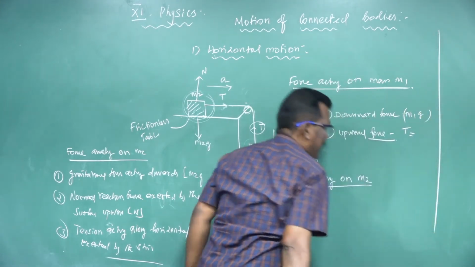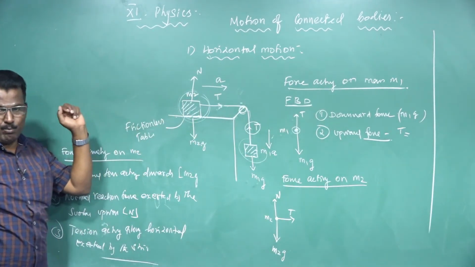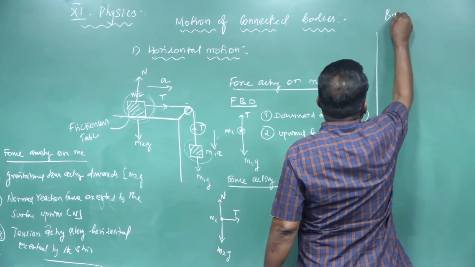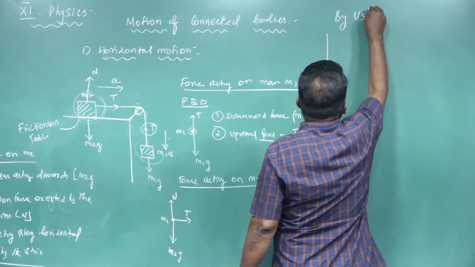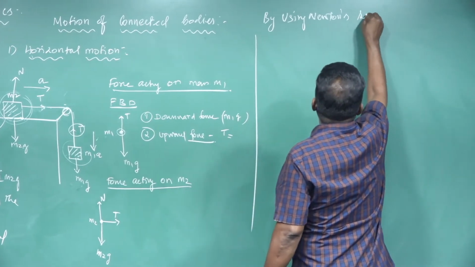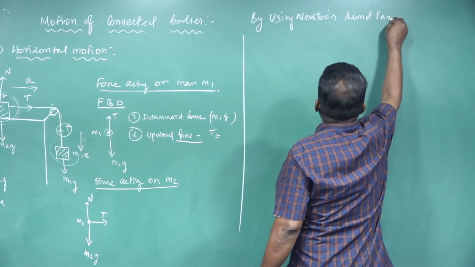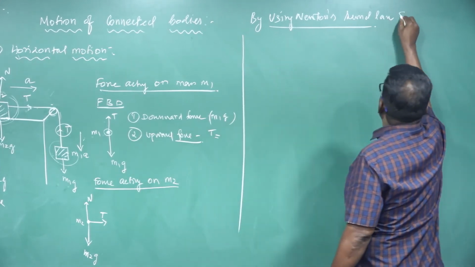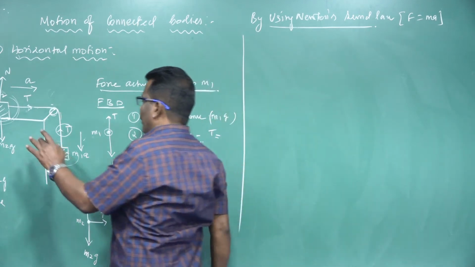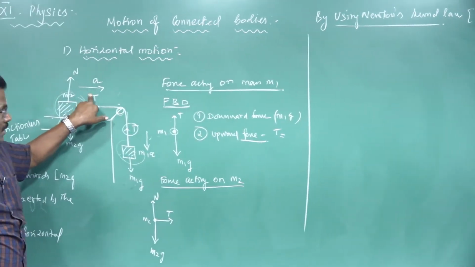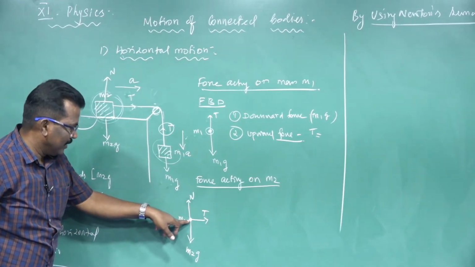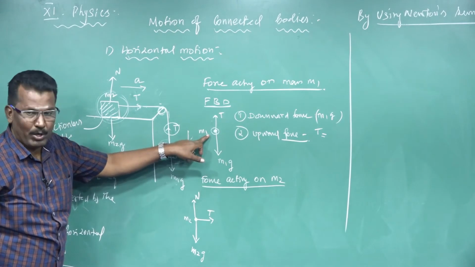Okay. By applying Newton's second law of motion, F is equal to ma. Now we are going to calculate the tension as well as the acceleration. At M2, it is M1.